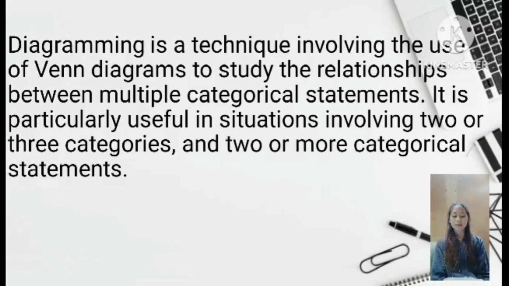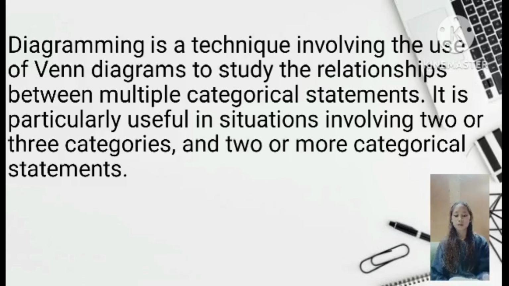My report is about diagramming categorical statements. Diagramming is a technique involving the use of Venn diagrams to study the relationships between multiple categorical statements. It is particularly useful in situations involving 2 or 3 categories and 2 or more categorical statements.